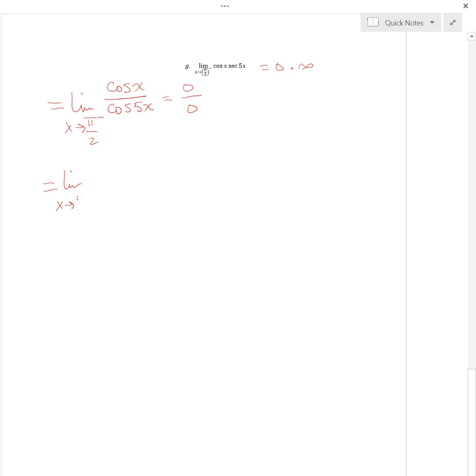Limit as x approaches pi over 2 from the left. Derivative of cosine is a negative sine x over negative sine of 5x times 5 by the chain rule. Plugging directly in, sine of pi over 2 is a 1, so that's a negative 1 over negative sine of 5 pi over 2. Okay, we've got to figure out sine of 5 pi over 2. Go to our unit circle. There's 1 pi over 2, 2 pi over 2, 3 pi over 2, 4 pi over 2, 5 pi over 2 is back at a positive 1 times 5, so that will make a positive 1/5.